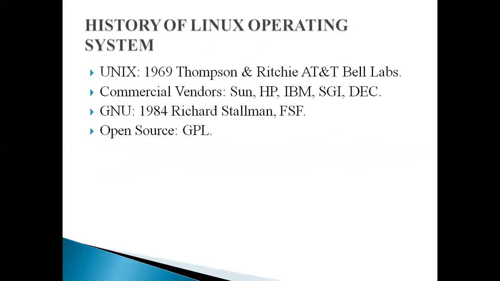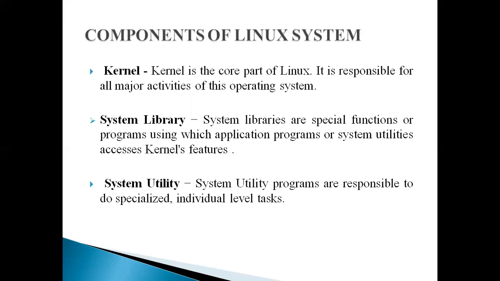The history of Linux. Unix was developed by Thompson and Ritchie at Bell Labs in 1969, and the commercial vendors are Sun, HP, IBM, SGI, Dell. And GNU was invented by Richard Stallman and FSF in 1994, and its commercial open source license is GPL.